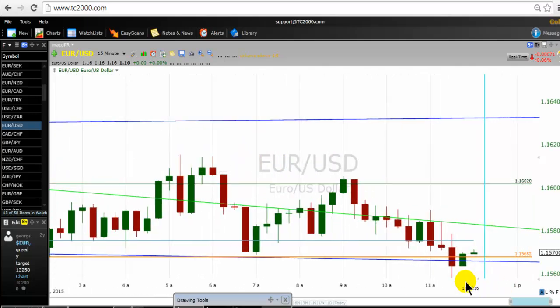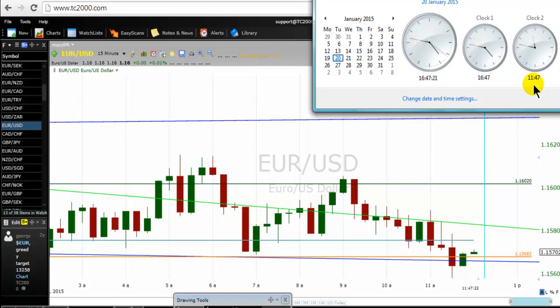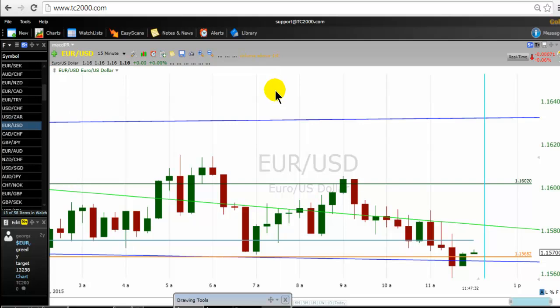As you can see, if you look carefully here, it's 11:47 a.m. in New York. Here, 11:47. You can see again here, 11:47 a.m. Eastern time. In London, 16:47. So now we are in this trade. There's nothing else to do. We just need to manage the trade, keep our eyes on it.